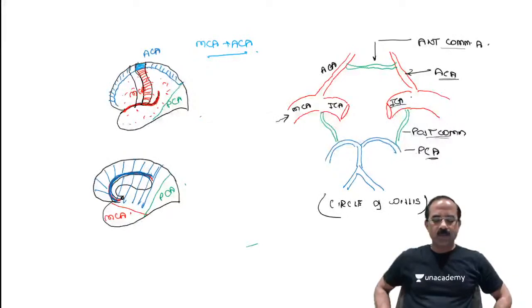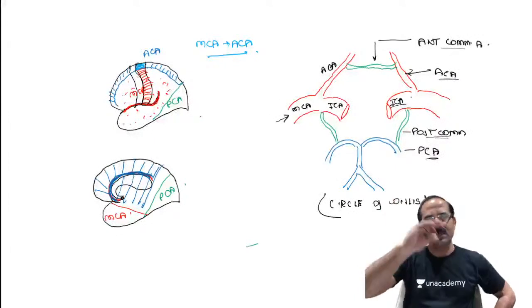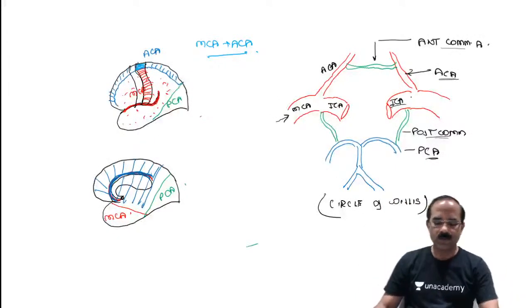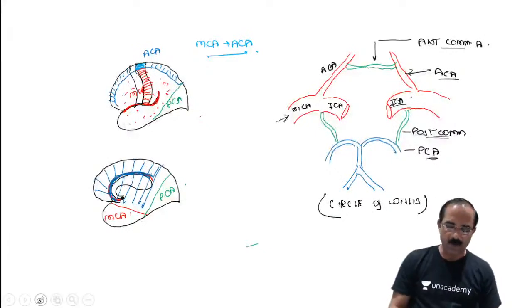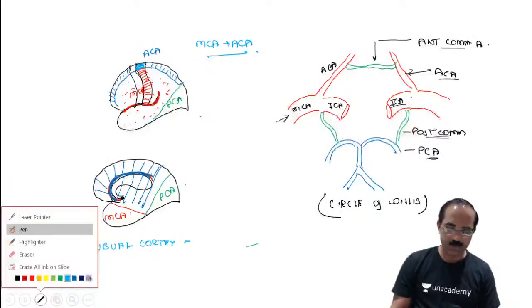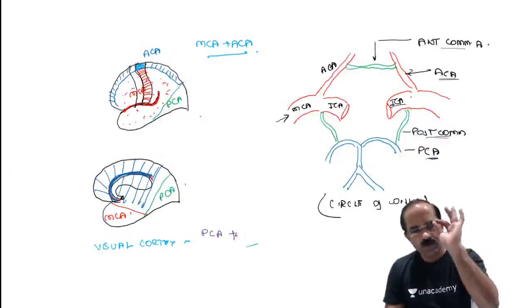Both, very good, both. Blood supply of the motor or the sensory area, both the arteries, middle as well as anterior cerebral artery. Is this clear? Very important, blood supply of the motor area, blood supply of the sensory area, both MCA plus ACA. And blood supply of the visual cortex, what is it going to be? Or the occipital lobe? Occipital lobe is mainly supplied by the posterior cerebral artery plus the area of fine vision.